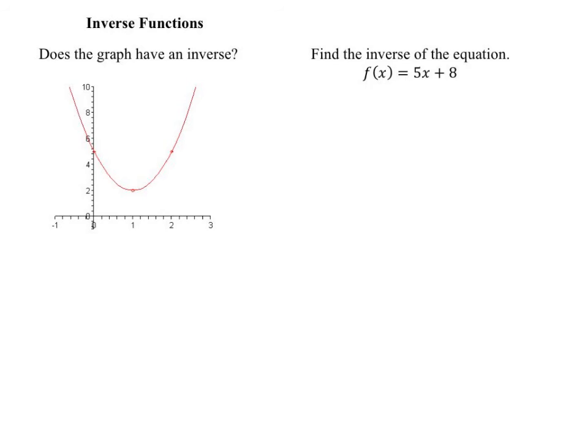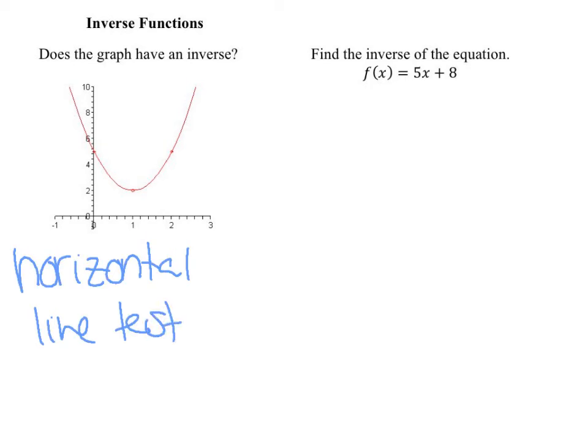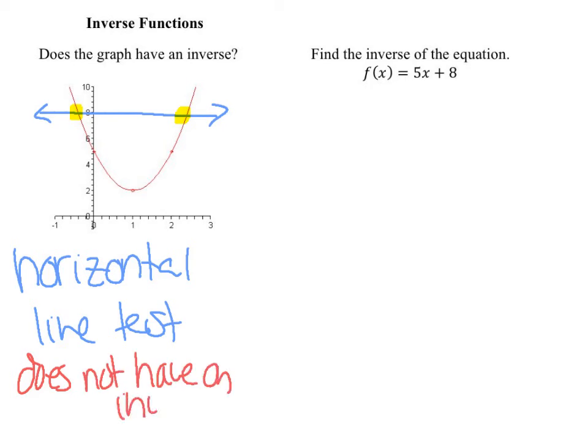Well, the first thing I'm going to do is use the horizontal line test. I'm going to draw a horizontal line anywhere on the graph that I want to. Now, if you notice, that horizontal line hits my graph here and here. It hits in two different places. That means this graph does not have an inverse. We can also say that this graph is not one-to-one.